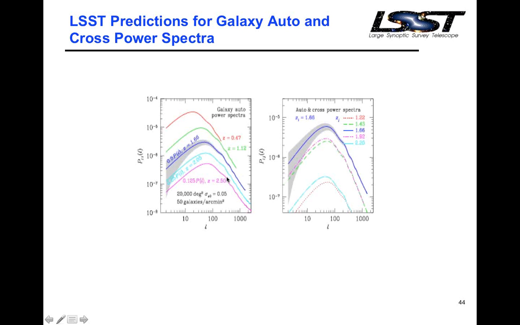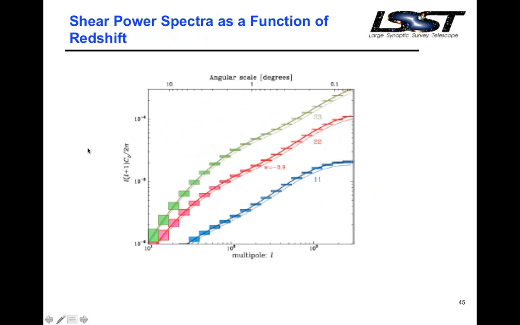And you can see that the BAO features should be detected by LSST at a wide range of redshifts at very high significance. This plot shows the weak lensing power spectrum, which will be determined by measuring the shapes of all of these galaxies as a function of multipole moment for different tomographic redshift bands.